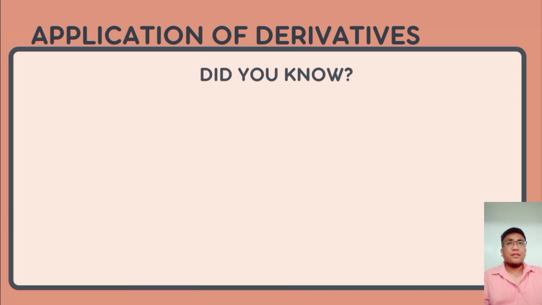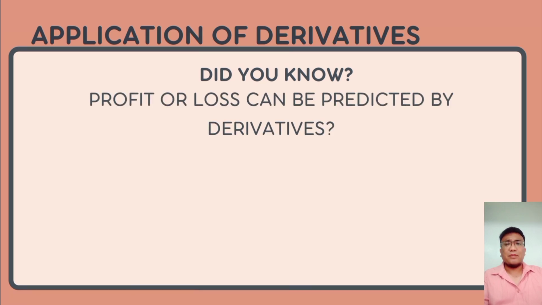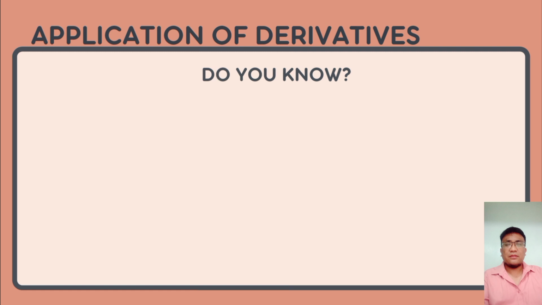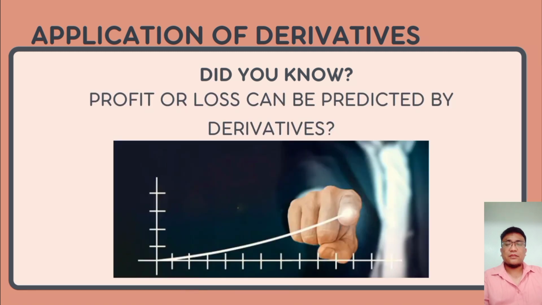So profit or loss can be predicted by derivatives. Yes, we can have a whole topic on this, the marginal cost, but we don't have much time left to discuss marginal cost because that's a new principle to be learned. But economists use derivatives to predict marginal cost, and this is a very big help for their business.